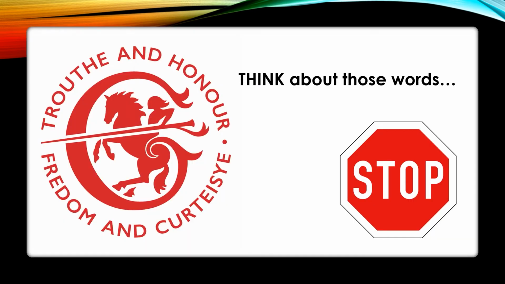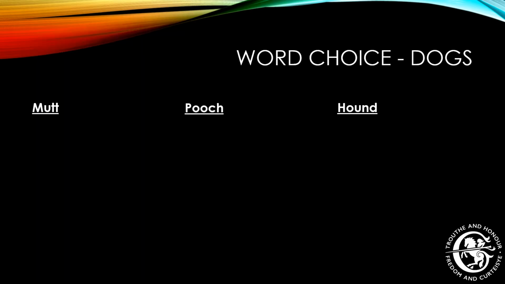So before we move on and I tell you about the connotations of those words, you might want to pause the video and have a little think about those three words, mutt, pooch and hound, and think for yourself, what are the connotations of those words? If you were imagining a dog which had been described using those words, what type of dog would you be imagining? So we're going to start with the word mutt. If you called a dog a mutt, what is it that you're trying to say about that dog by using that particular word?